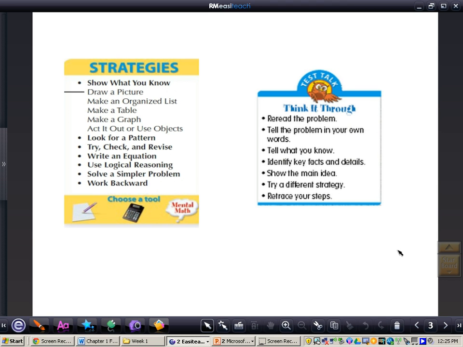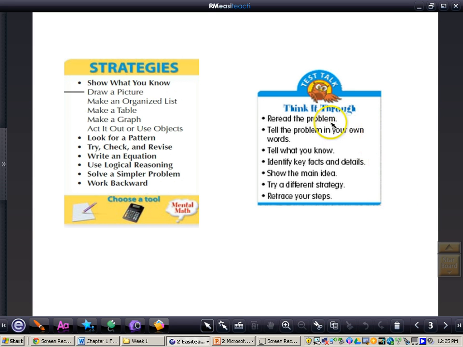In order to solve a problem, you could draw a picture, you can make an organized list, you can make a table, you can make a graph, you can act it out or use objects, you can look for a pattern, try, check, revise, write an equation. You can see all of these are strategies that you can use.